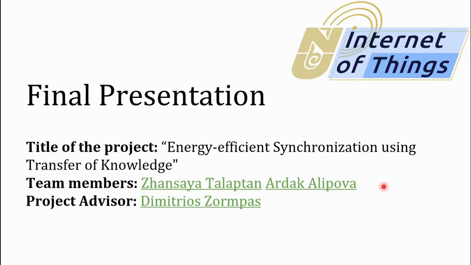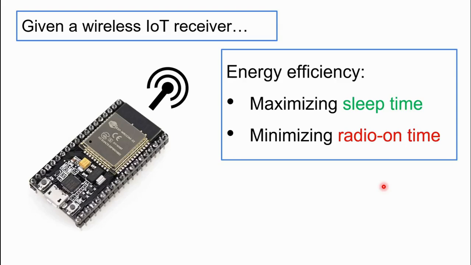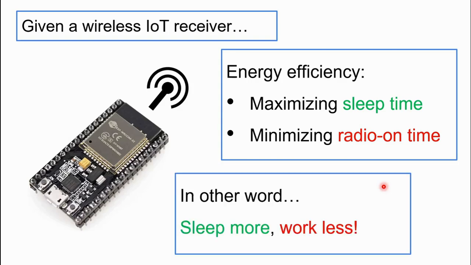So before we start, the main principle that our whole project builds upon is that given a wireless IoT device, its energy consumption can be optimized by maximizing the time it spends sleeping and minimizing the time it spends awake, so with its radio on, waiting for a packet. In other words, we want our receiver devices to sleep more and work less. By work, here we mean having the radio on, sensing the channel, and waiting for packets. So we want them to sleep more. And with that, we can define our problem and propose solutions now.